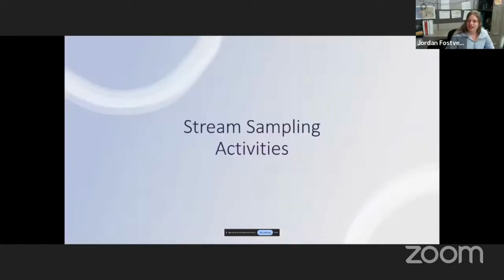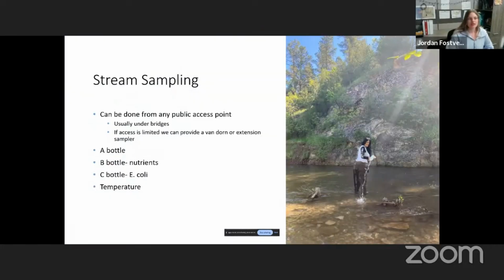So for stream sampling activities, stream sampling can be done from any public access point. This is usually under bridges. If access is limited and there's really steep stream banks, we don't want you to try to climb down those. It can be kind of dangerous. We can provide something that you can use to sample from the top of the bridge and be a little safer. So talk to us if that's something you'd need. At stream sites, we collect an A bottle, a B bottle for nutrients, a C bottle for E. coli, and temperature measurements.